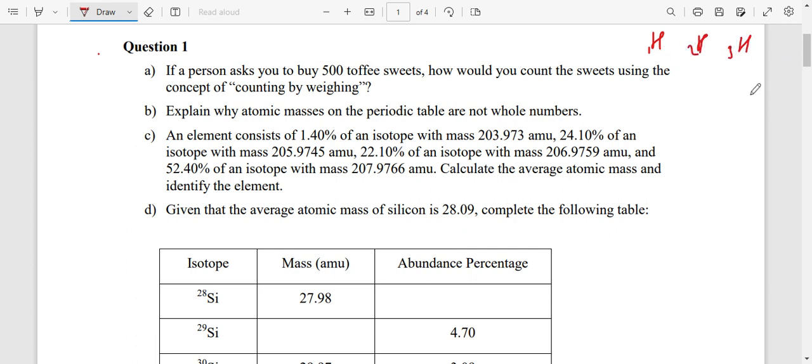Deuterium, tritium. So all these, when you are finding the relative atomic mass, or the relative masses on the periodic table, those are actually average masses. So when you're talking about average, you always expect to have decimals because it's not the mass of one element, but the average mass. That's why the masses on the periodic table are decimals.